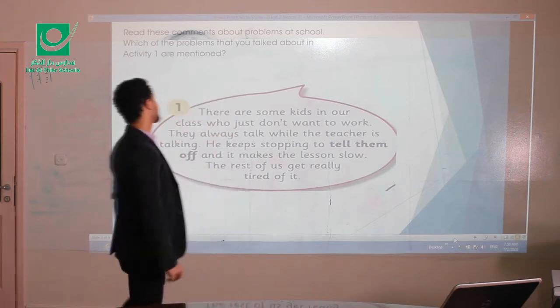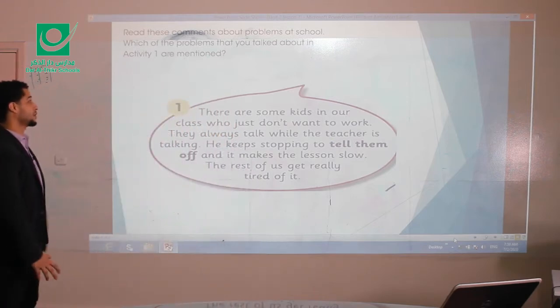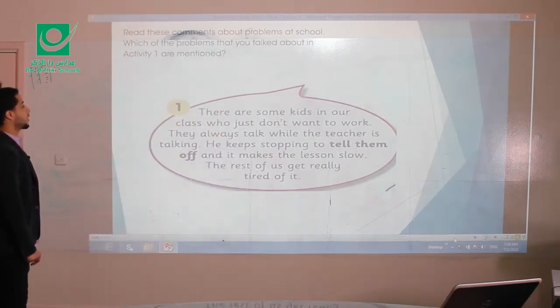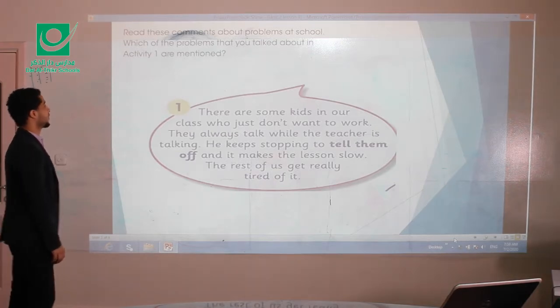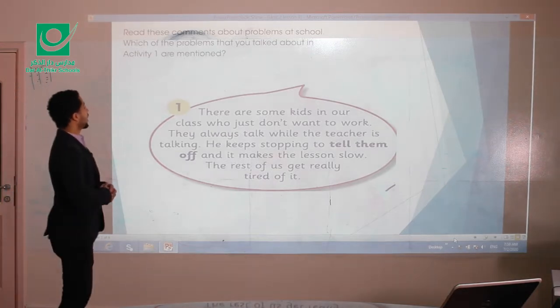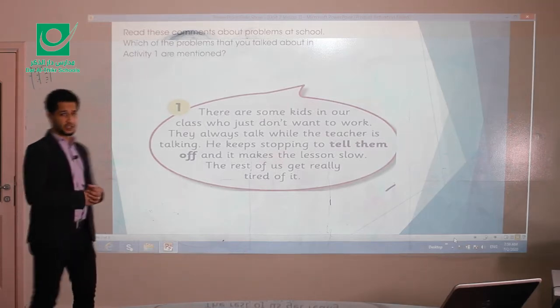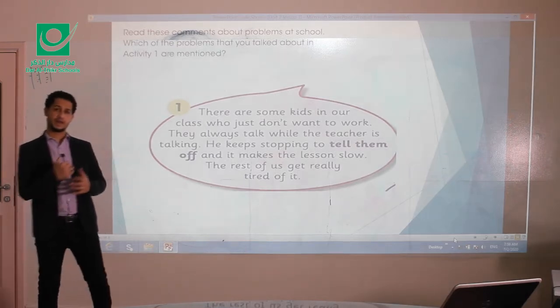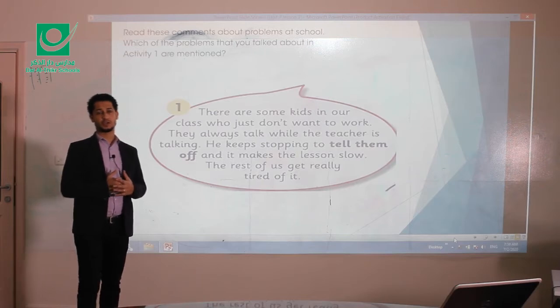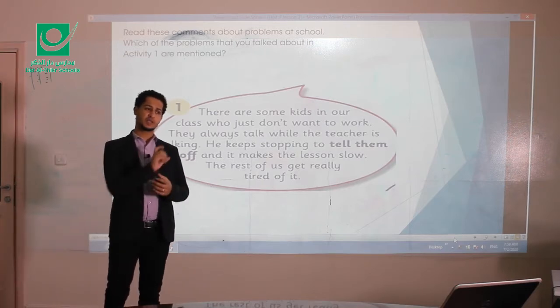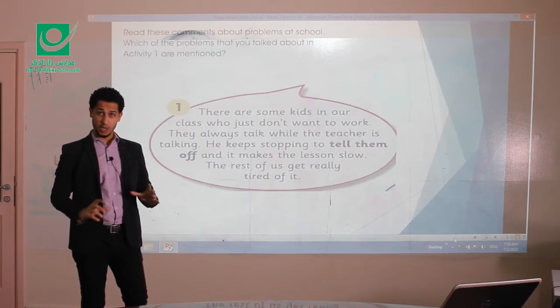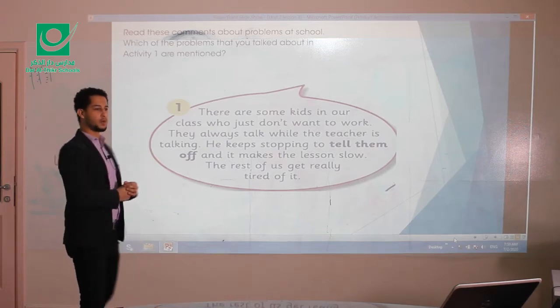We will read 5 comments about problems at school. Which of the problems that you talked about in activity 1 are mentioned? It's not important now. We talked about some problems that children have at school before reading, right? Now, let's read some comments from children at schools, okay?